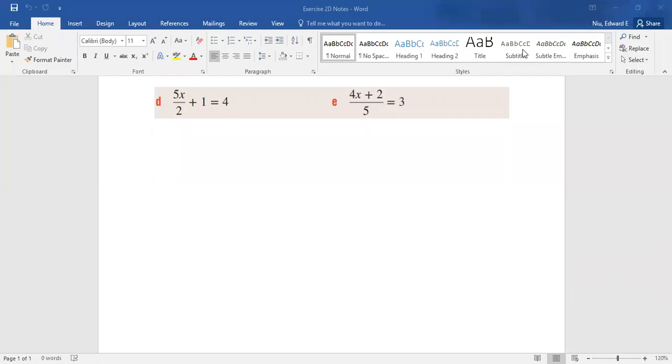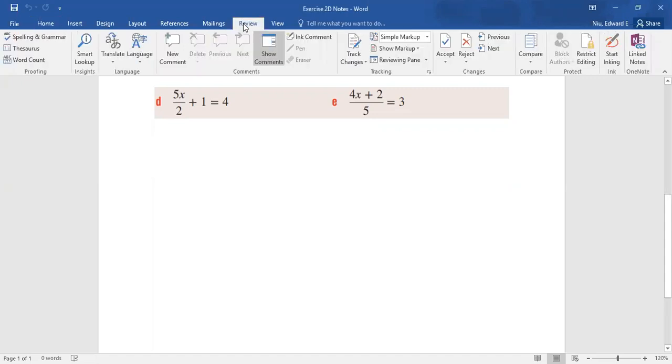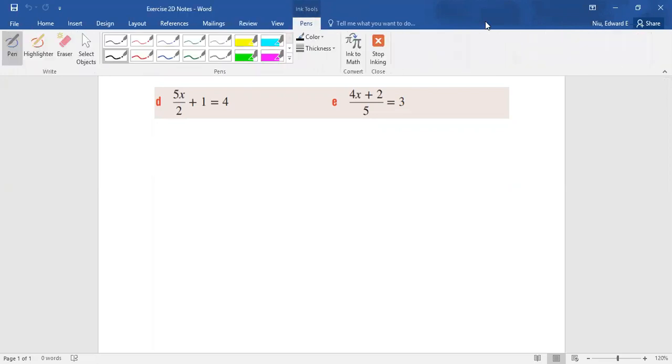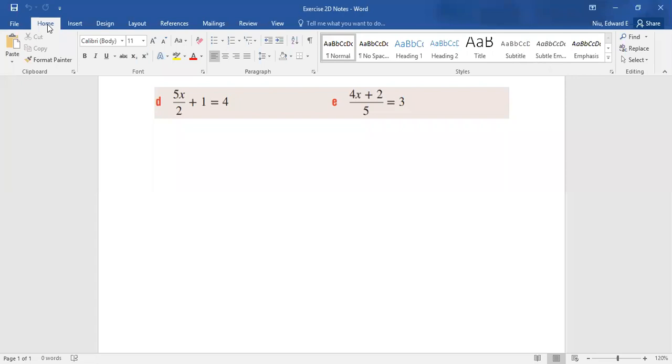Today we're going to continue with exercise 2D, and we are trying to solve simple linear equations. Now, if you haven't done Friday's lesson, please go back and check out the video. For you to do this part, you'll need to understand Friday's part.